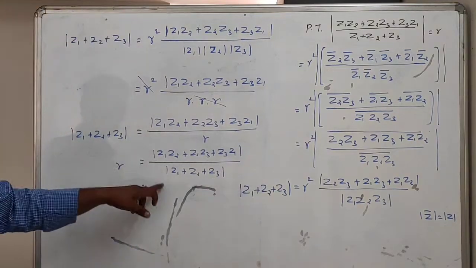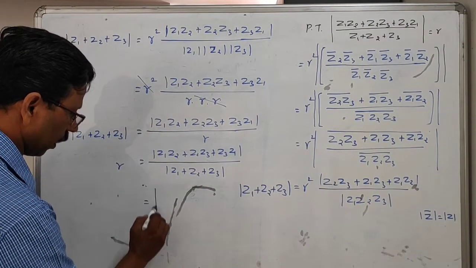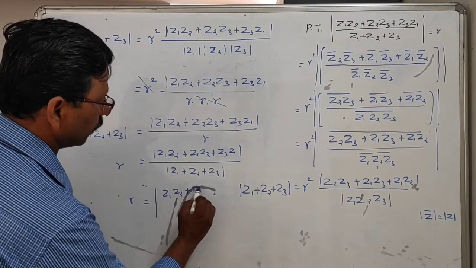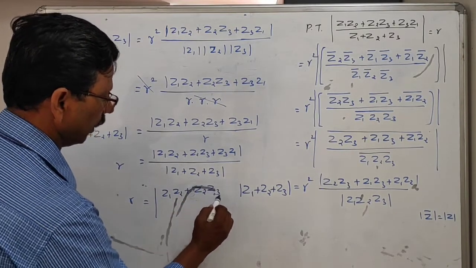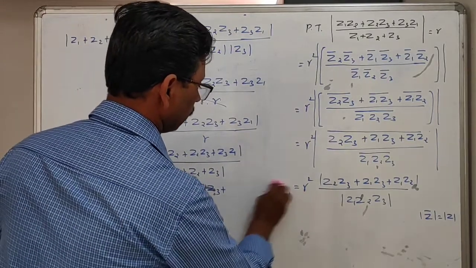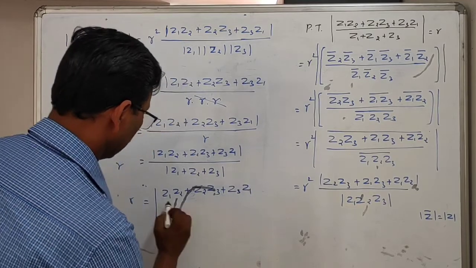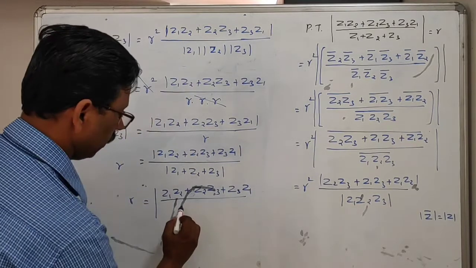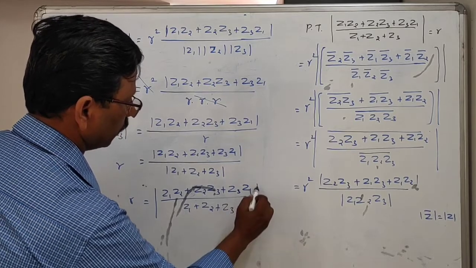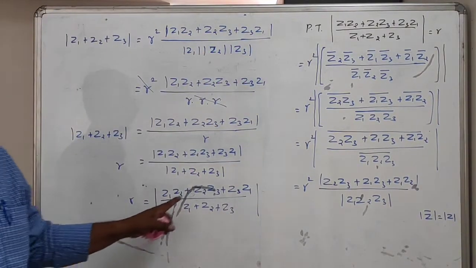Now, instead of taking modulus separately, you can take whole together. You can take modulus of, therefore R is equal to modulus of Z1 Z2 plus Z2 Z3 plus Z3 Z1 by Z1 plus Z2 plus Z3. This is given. That's all. This is the required result. Hence the result. That's all.